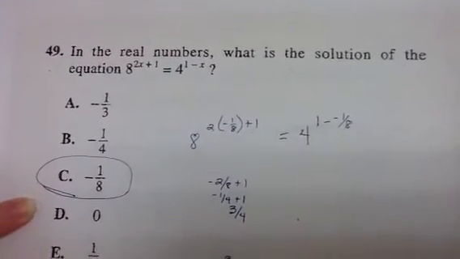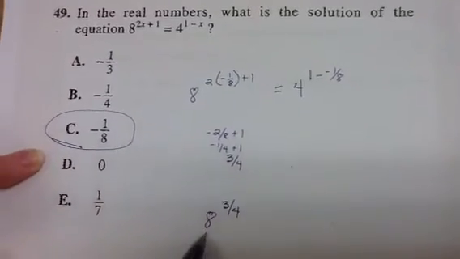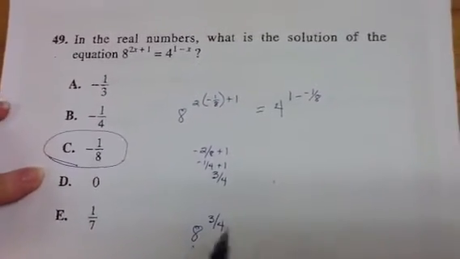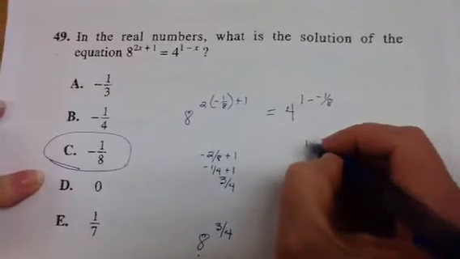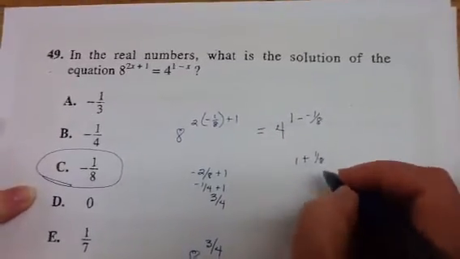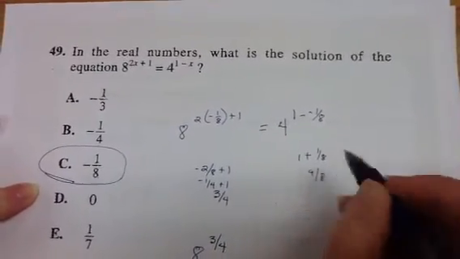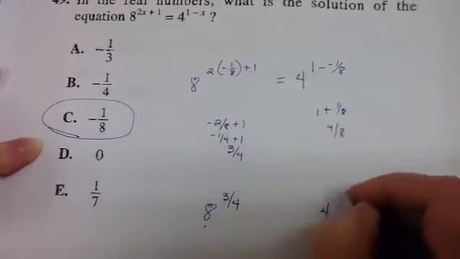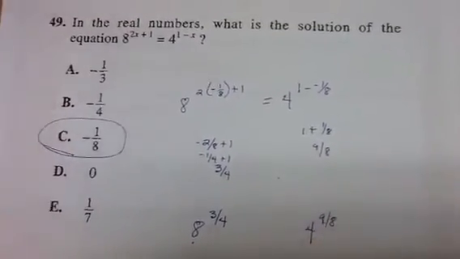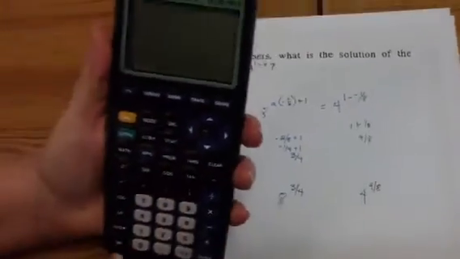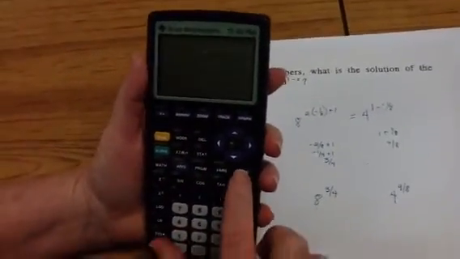So in my calculator, I want to be able to type in 8 to the 3/4 power. Over here, it's 1 plus 1/8, which gives me 9/8. Over here, I'm typing in 4 to the 9/8 power. I prefer the graphing calculator. I think it makes it much easier.